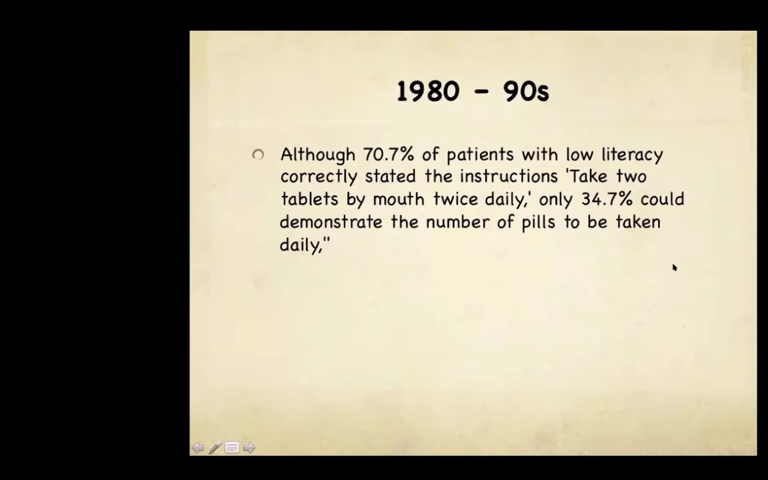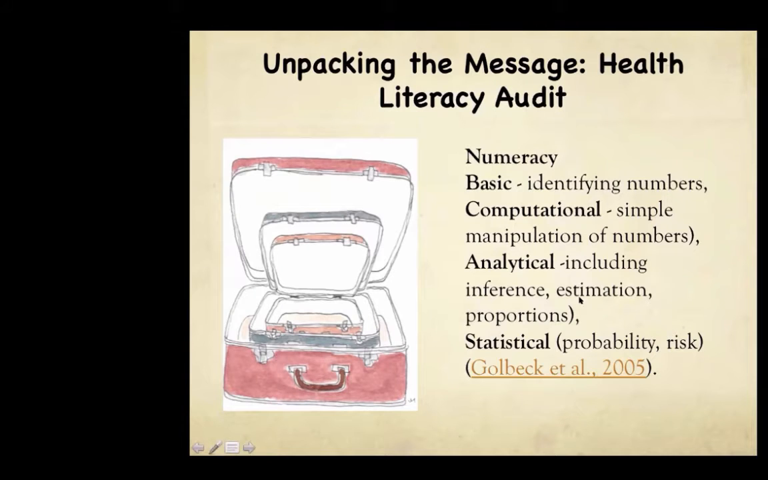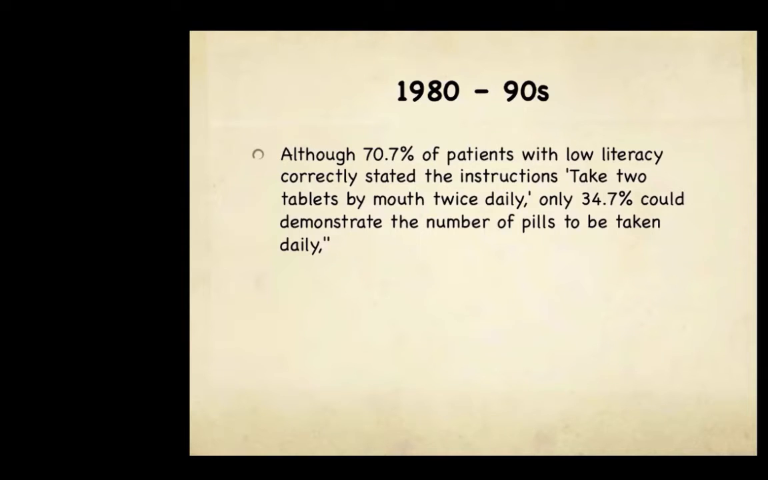The third category is analyzing, which is, can you make inferences from numbers? Can you do estimates and proportions? Very, very important. And the last one is the statistical skills that we bring. I have none of them. That's why I did qualitative research, but the statistical, the knowing probabilities, risk. And so we will see that with COVID, they're all in play.